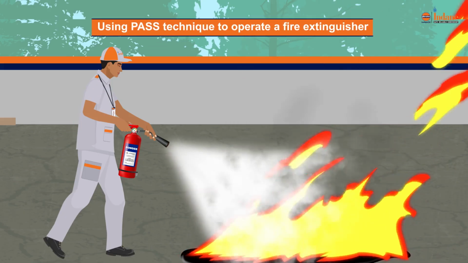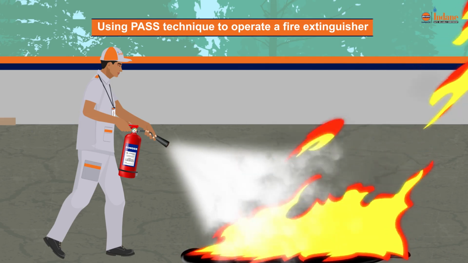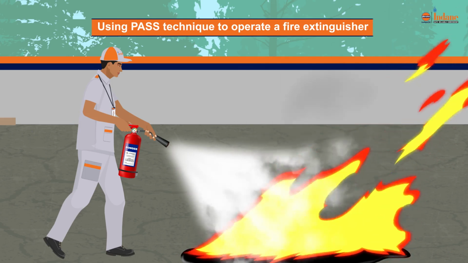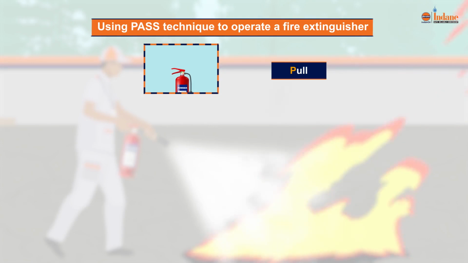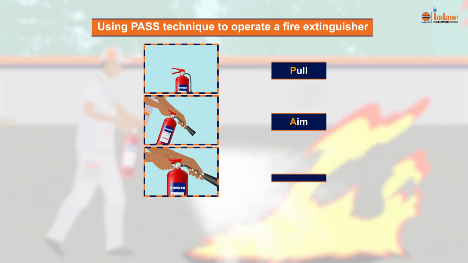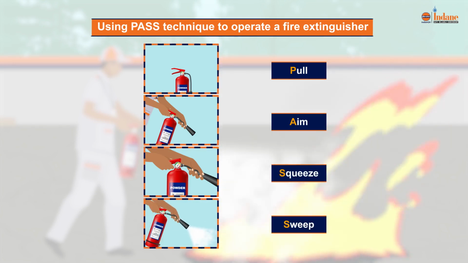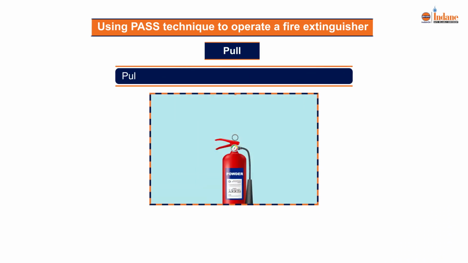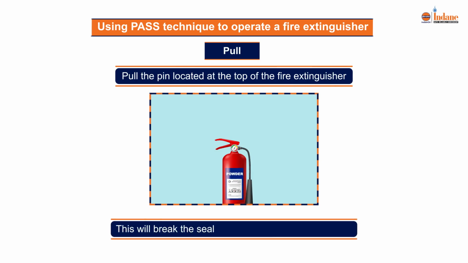So, here is an easy way to remember how to use a fire extinguisher. Just use the PASS technique. P for pull, A for aim, S for squeeze, and S for sweep. First, pull the pin located at the top of the fire extinguisher. This will break the seal and unlock the fire extinguisher.